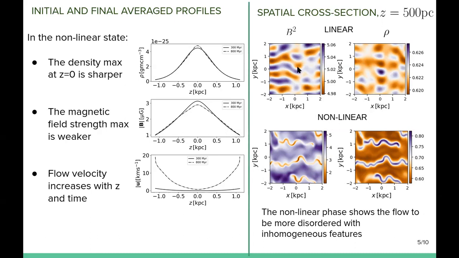So here what I've taken is an XY cross-section at Z equal to 500 parsec for both magnetic pressure and density at 2 different times, that is, in the linear and the non-linear phases. In the linear stage, we see the density perturbations are well ordered, and we see the linear nature of the solution by seeing well-formed peaks and valleys. And as we move from the linear to non-linear stage, we see that the system gets much more disordered and inhomogeneous. So the system gets more complicated as we move from linear to non-linear stage.